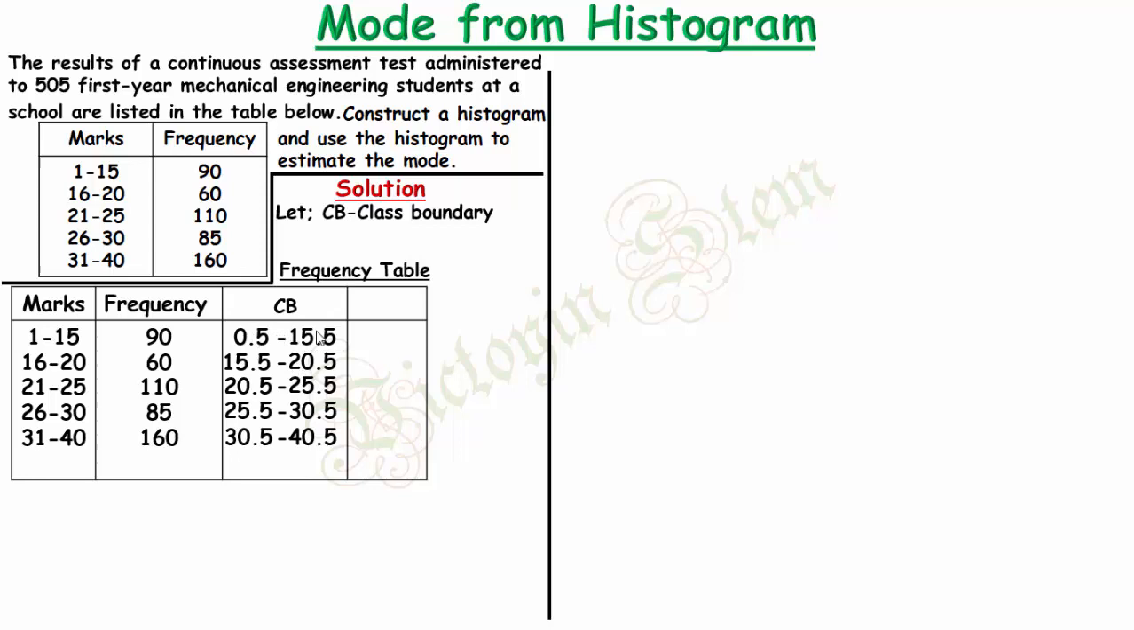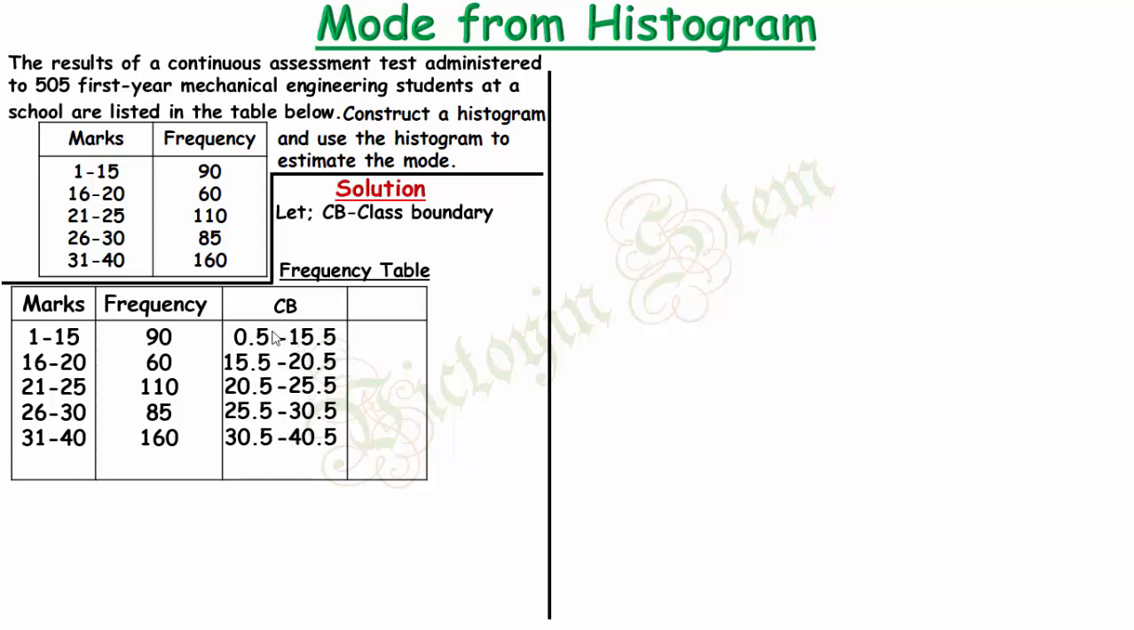The first class, 15.5 minus 0.5 is 15. Okay, the second class, 20.5 minus 15.5 is 5. The third class, 25.5 minus 20.5 is 5. The fourth class, 30.5 minus 25.5 is 5. And the fifth class, 40.5 minus 30.5 is 10. So as we can see, the first class is having a class size of 15, the second class 5, the third class 5, the fourth class 5, and the fifth class is 10. So we have inconsistent class sizes.